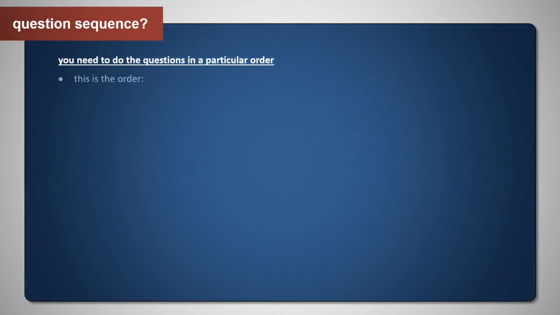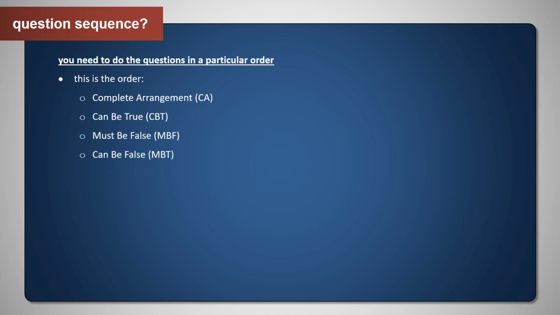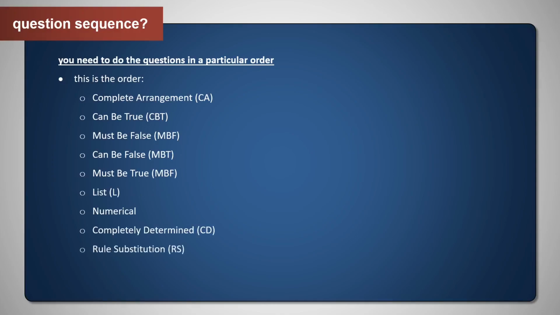Practically, what that means is that you have the following order of questions. You do the complete arrangement questions first, and these are usually the very first questions in the games, right after the rules, if they're in the game, and they're in about half the games. Then you do the can be true questions. Then the must be false questions, then the can be false questions, and then the must be true questions. Those are the major ones. Then you do your list questions, then the numerical ones, then the completely determined, and then the rule substitution.